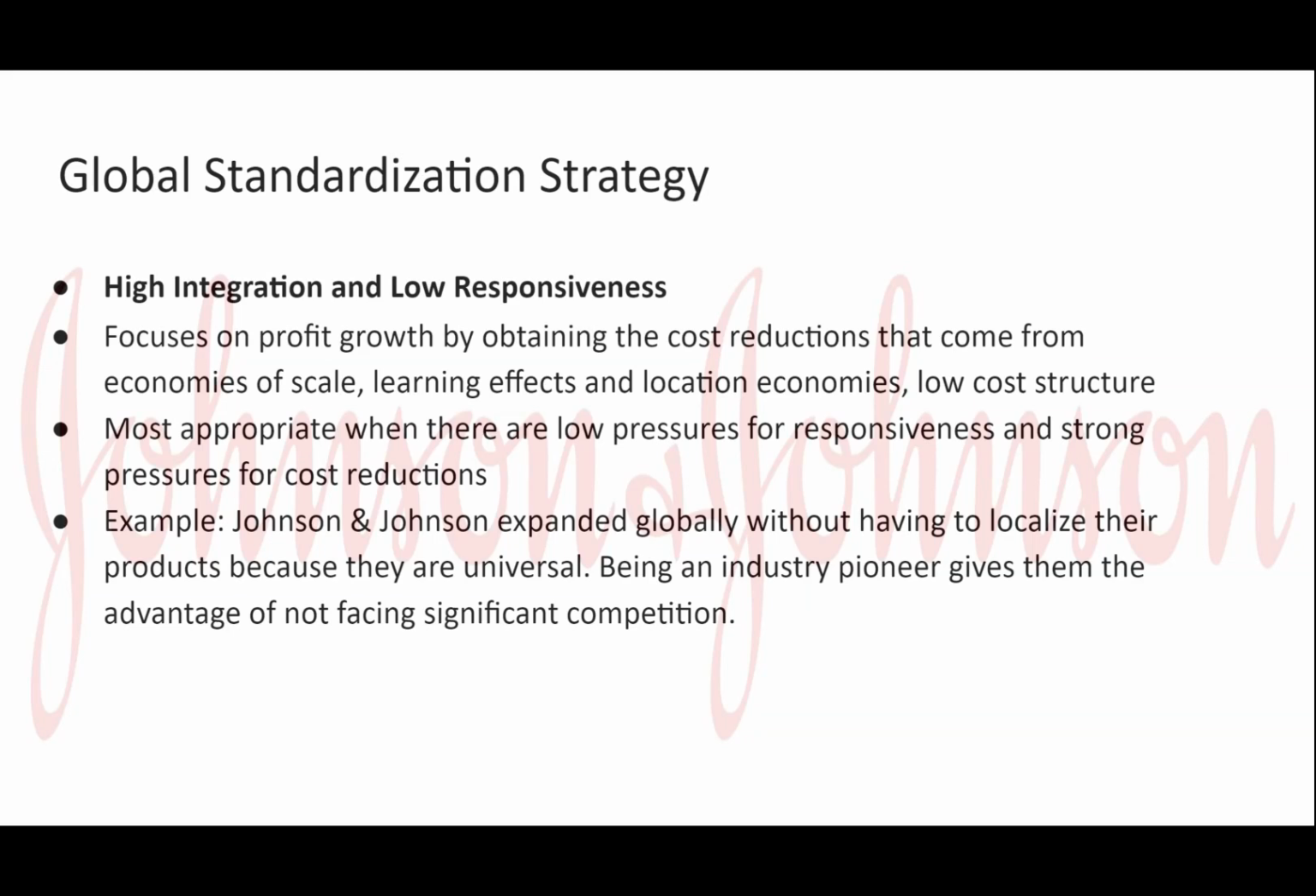Companies that choose this strategy do not customize their products because customization involves shorter production runs and duplications of functions, which tend to raise costs. An example of this strategy is Johnson & Johnson, which has expanded globally without having to localize their products because those products are universal, such as soap and Band-Aids. Being an industry pioneer gives them the advantage of not facing significant competition.